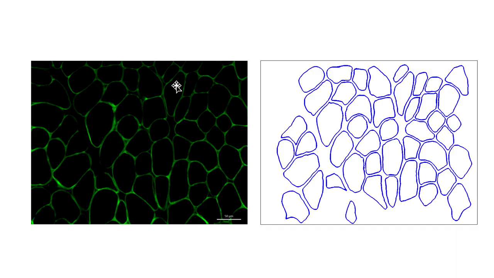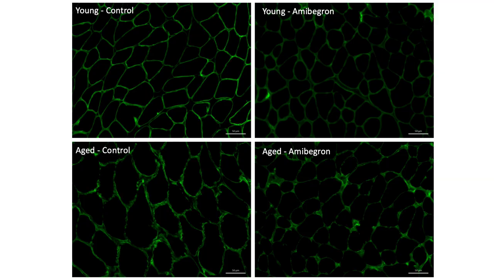As a quick reminder, what we did was we segmented these cross sections of muscle fibers and we manually segmented them, and we excluded any shapes that were cut off by the border. These were the 4 groups that we analyzed: young control mice, young mice treated with amibegrin, aged controls, and aged mice treated with amibegrin.